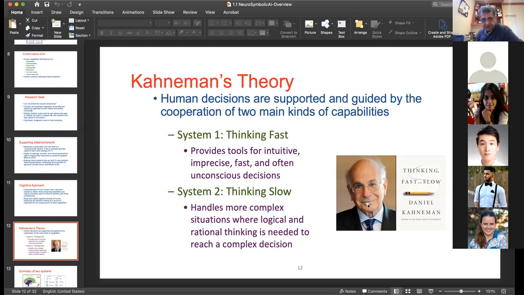I think it's Princeton. He's a Nobel laureate there. Human decisions are supported and guided by the cooperation of two main kinds of capabilities. This is what he said. System 1 is thinking fast, provides tools for intuitive, imprecise, fast, and often unconscious decisions. So very quickly, you are getting an answer for everything. All right. So they're mostly reasonable. And thinking slow handles more complex situations where logical and rational thinking is needed to reach a complex decision.